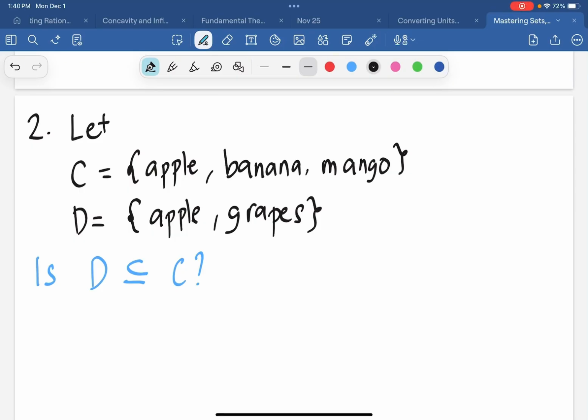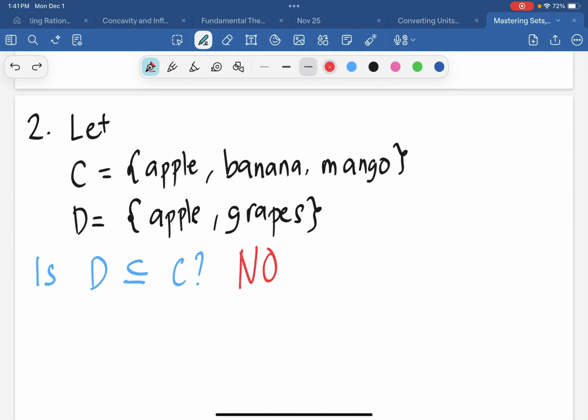Now let's have our second example here. Now let C contain apple, banana, and mango, and set D contain apple and grapes. Question: is set D a subset of C? Well, the answer is no, since grapes is not found in any of the elements from set C.